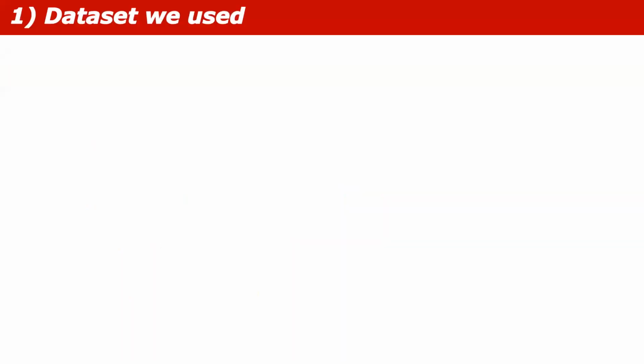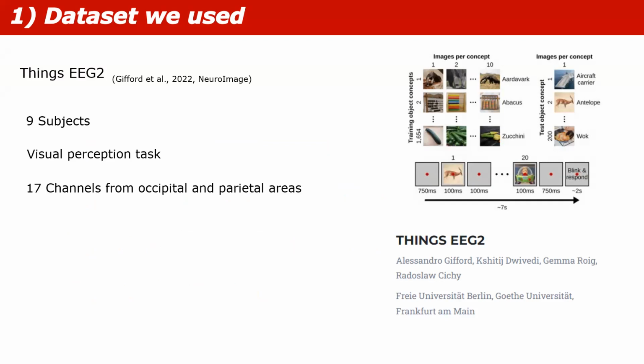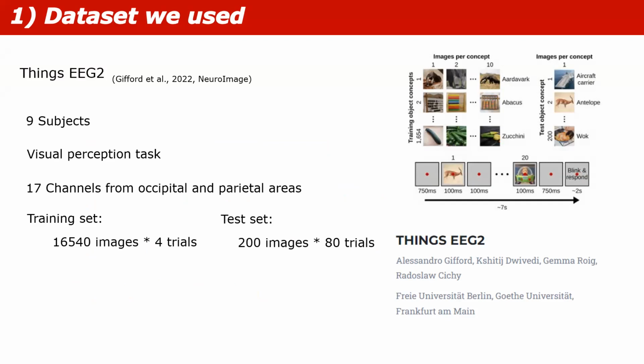First, for the dataset, we use the THINGS-EEG2 dataset. In this dataset, we have 9 subjects. Each of them did a visual perception test, and we used 70 channels from occipital and parietal areas. There are 2 sets, training sets and test sets. The images in these 2 sets do not overlap. And we focus on a time window from stimulus onset to 200 milliseconds after onset, corresponding to 200 time points.